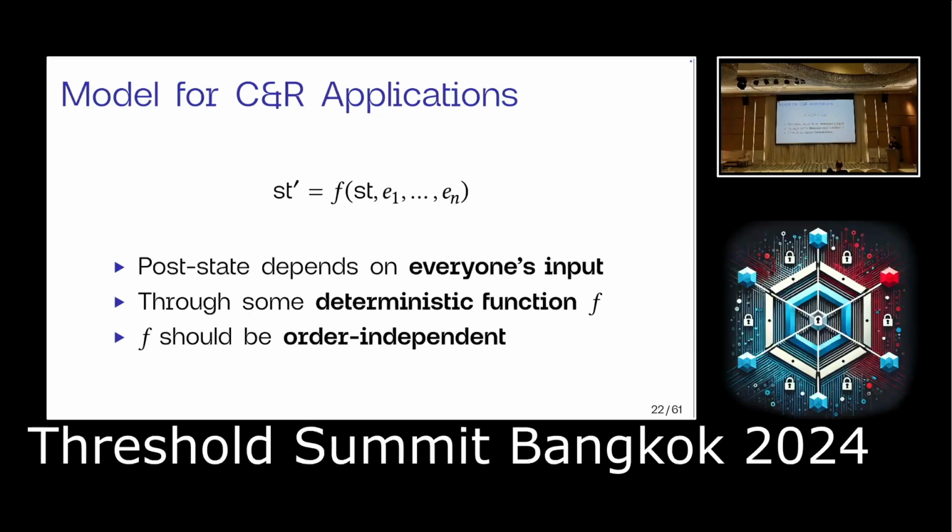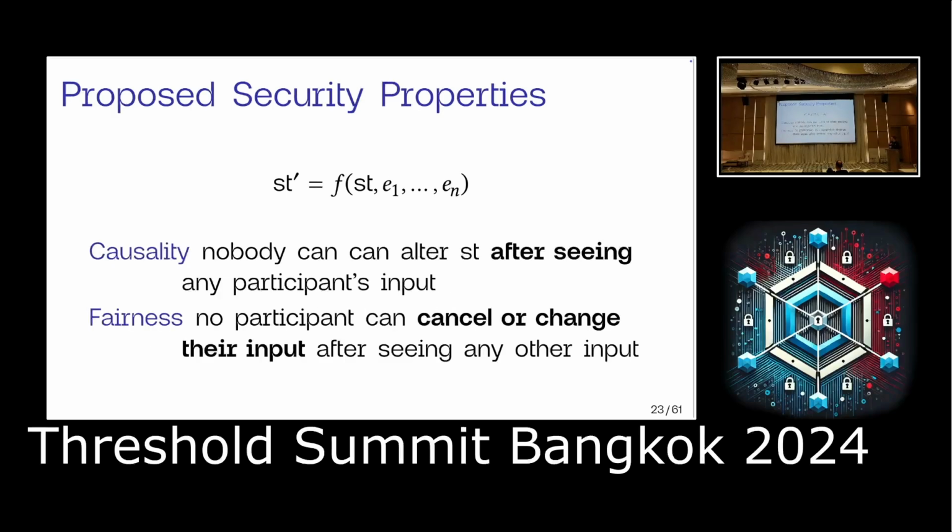The idea is that the application has some kind of state, and it also has some logic. And the logic transforms the state of the application into the new state of the application using the inputs from all the participants. And if we have such a model, we could have two security properties, one which is causality, which is similar to the one I presented for the EVM, and the second is fairness, which is the idea that people cannot withhold their inputs after they've seen other people's inputs.